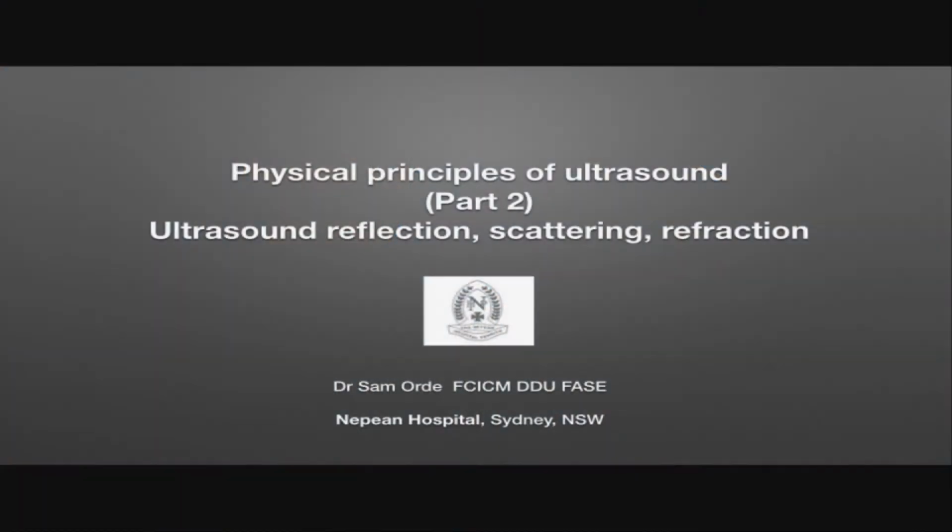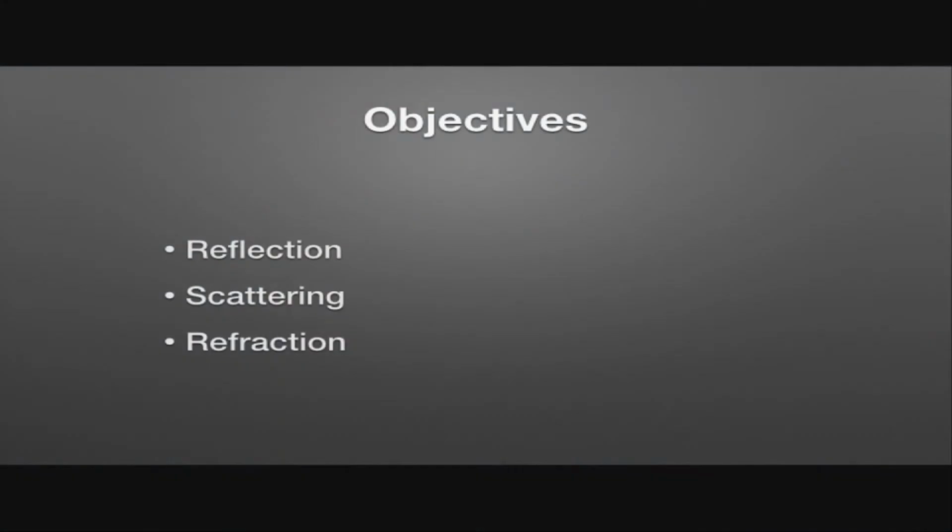Hello, this is the second lecture in the group of lectures discussing the physical principles of ultrasound, and in this lecture we will be discussing reflection, scattering and refraction. In the first lecture we were talking about the nature of ultrasound and how that ultrasound wave propagated through the tissues, and in this lecture we'll be talking a little bit further about the movement of ultrasound in tissues in relation to how the ultrasound wave interacts when it comes across two tissues that are of a different type.